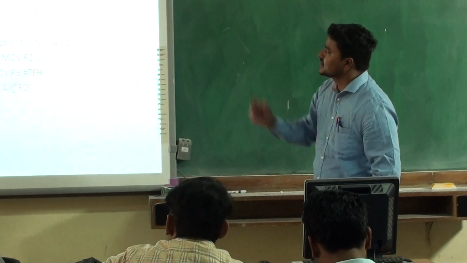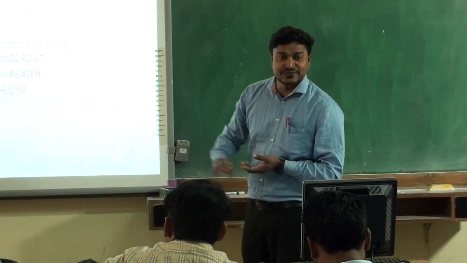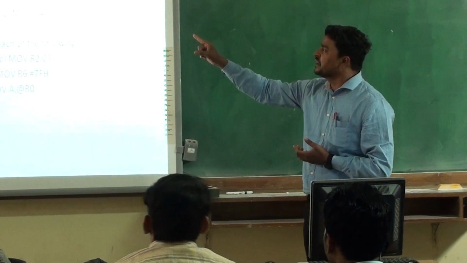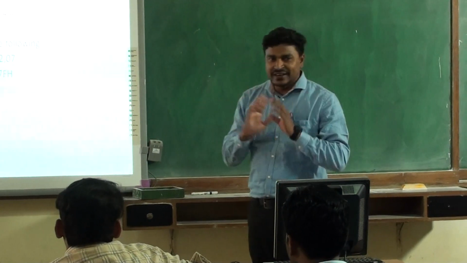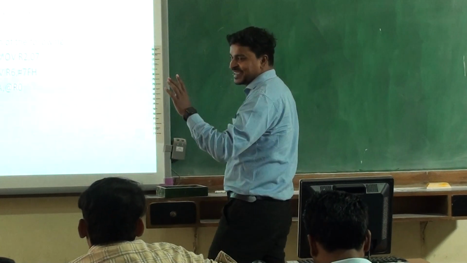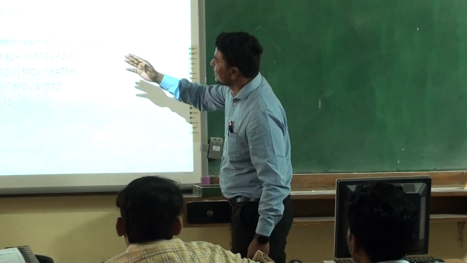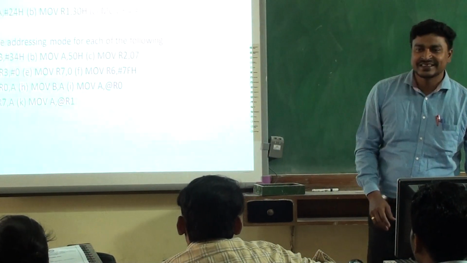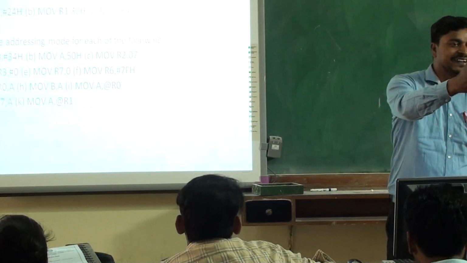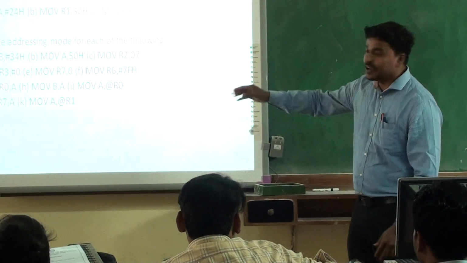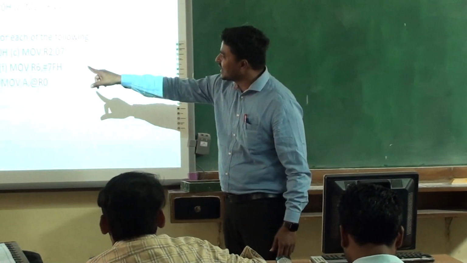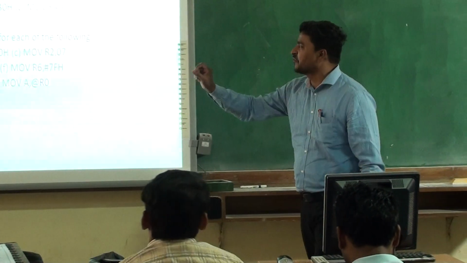Okay, and these are some review questions. If you have learned, then you will be able to answer. The first one is: which of the following are invalid values of immediate addressing mode? Who is saying B? Thank you. You also understand that, but you are missing some points. Please stress on them. The second one is to identify the addressing mode for each of the following.